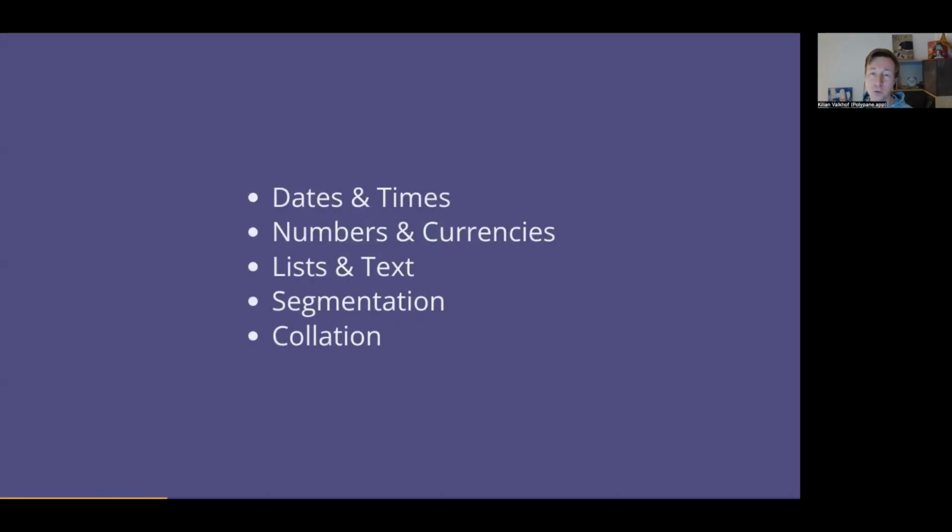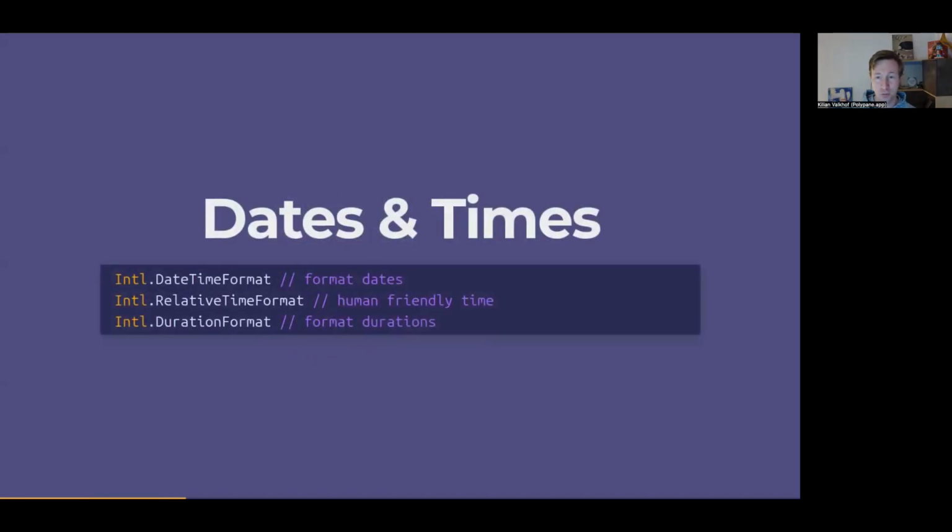Now, I'm going to go over different types of data you might need to format and show you how the Intl API can help you with that. We'll look at dates and times, numbers and currencies, lists and text, segmentation, and collation. If you don't know what the word collation means, don't worry, neither do I, but I will be able to explain you the API. We'll start with dates and times.